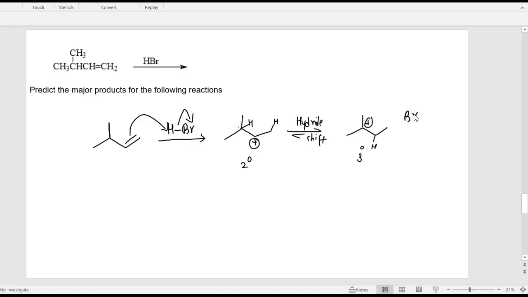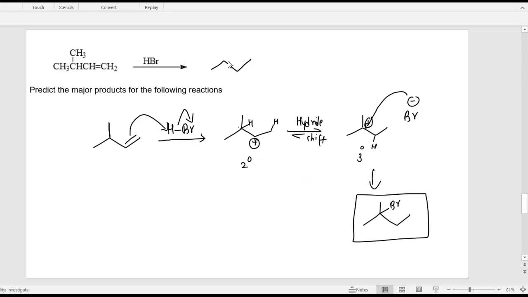Now the Br minus, which was kicked out in the first step, will go and attack the carbon atom here and give you the product where the Br is attached over here. So that should be my answer to this question: the Br is attached to the more stable carbocation, which is the tertiary carbocation. Got it? So this should be your answer.